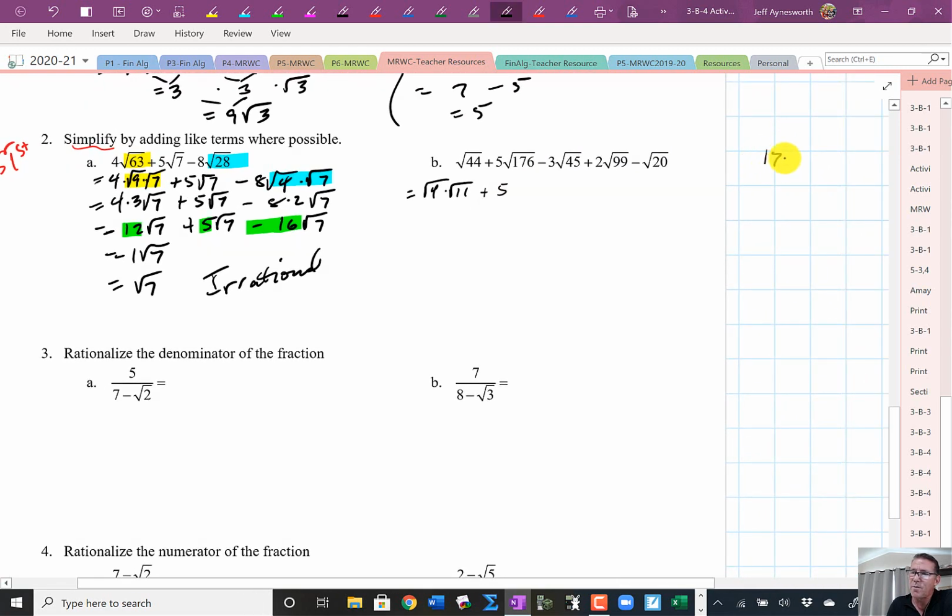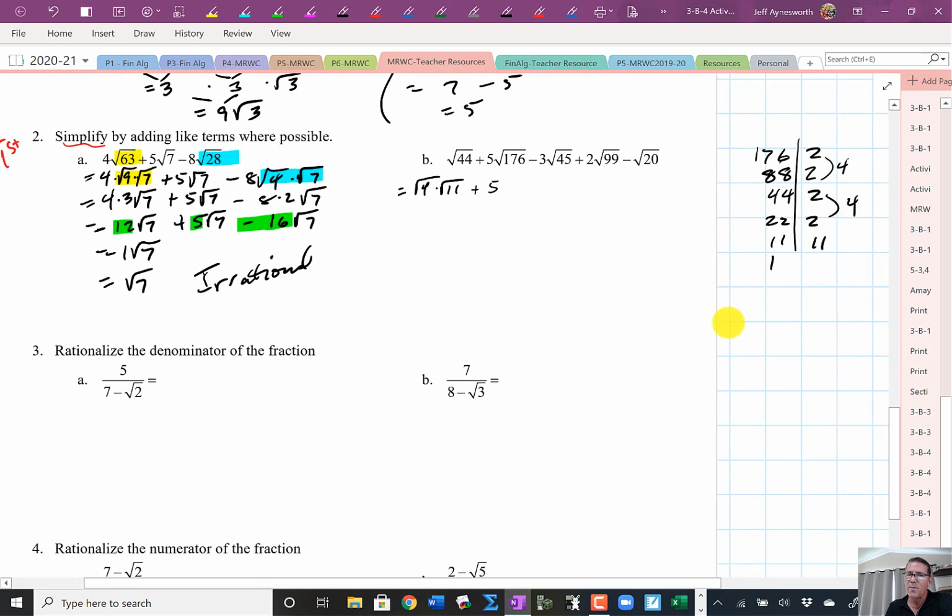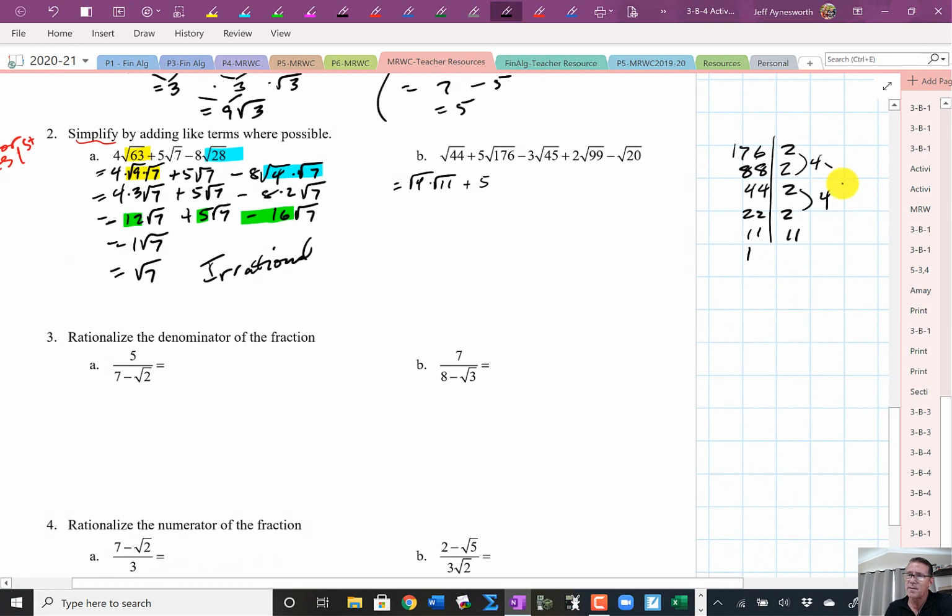Now, if this is hard, you take 176 off to the side and factor it. So divided by 2 because it's even. Half of that is 88. Divided by 2, 44. Divided by 2, 22. Divided by 2, 11. Okay, so I see a square here and here, and the biggest square that I see is here. So 16 times 11 is 176. Now, if you didn't know that, you can just factor it.